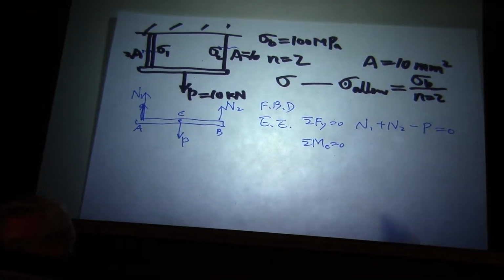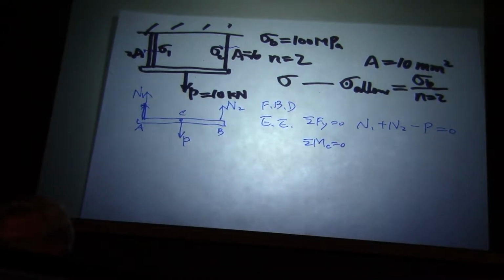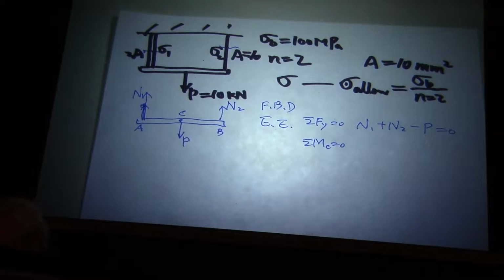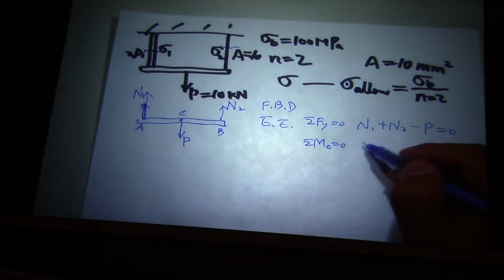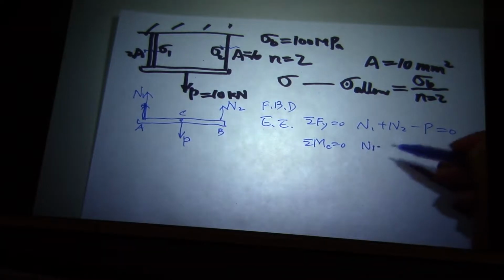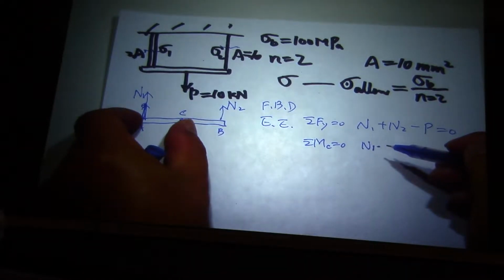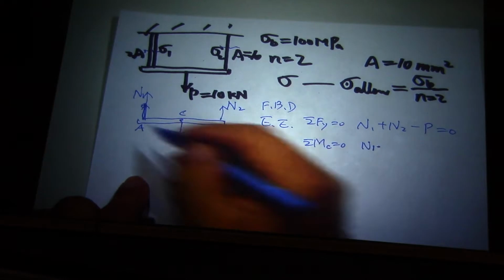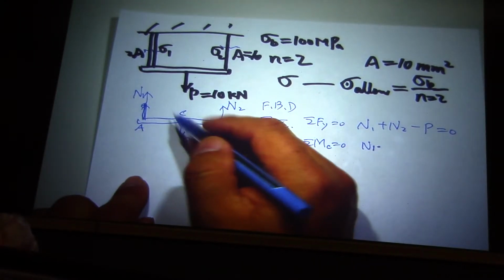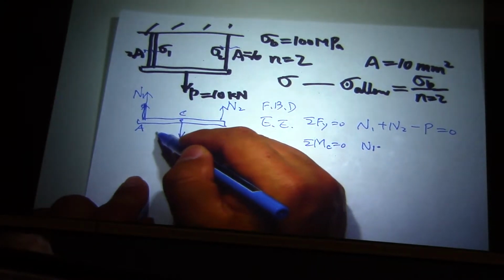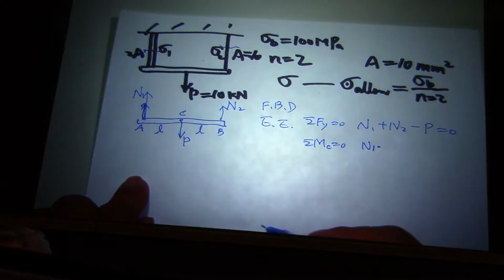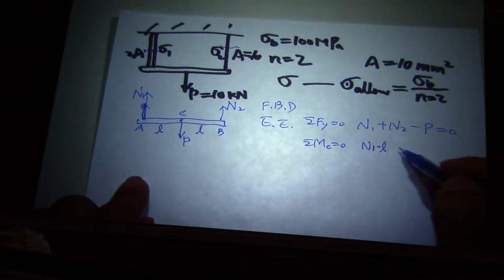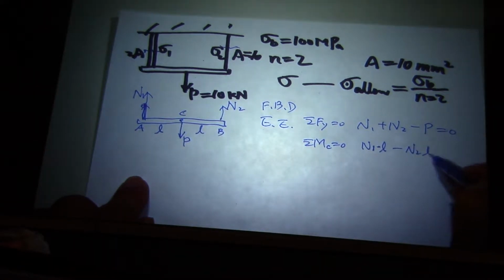To point C equals 0. Right? Okay, now translate this equation. You're going to have N1 times this distance, right? Okay, so we can call this distance, give a letter. Let's say L, okay, L here, then L also here. So basically N1 times L, then minus N2 times L equals 0.